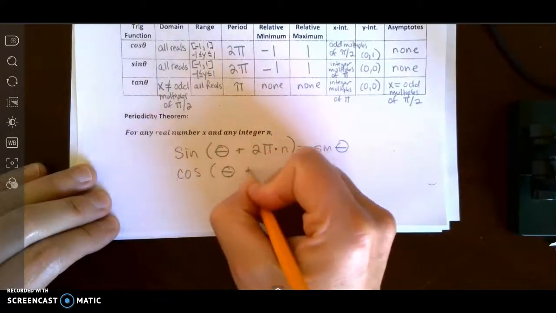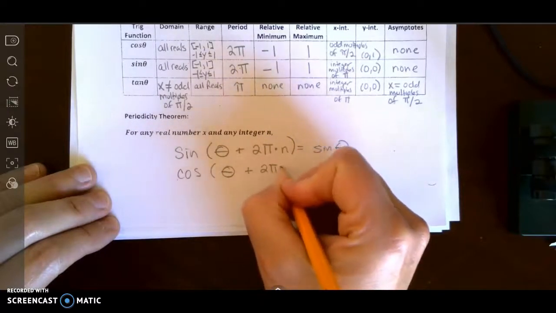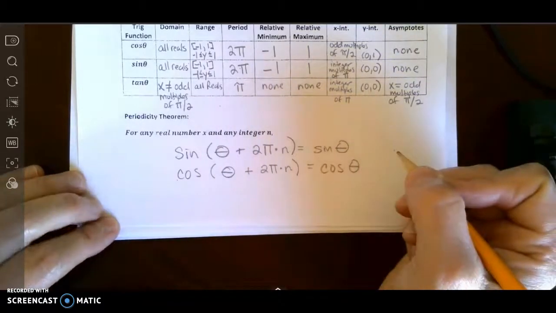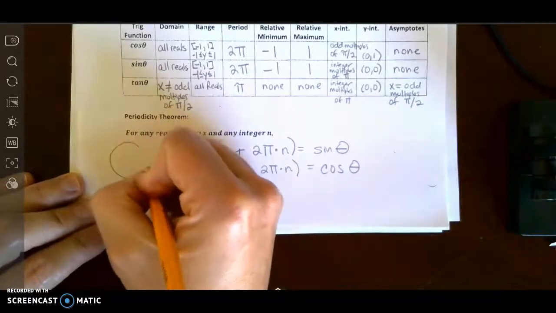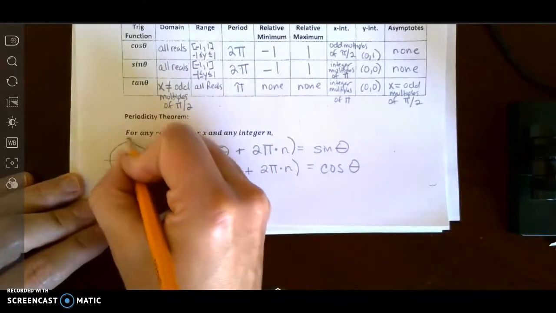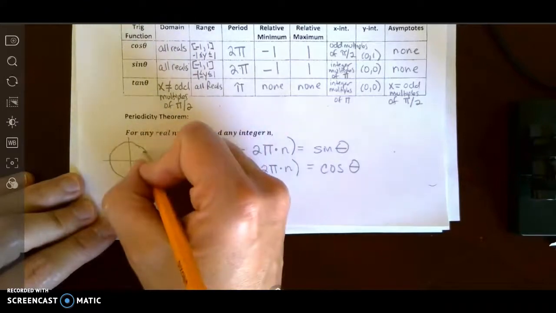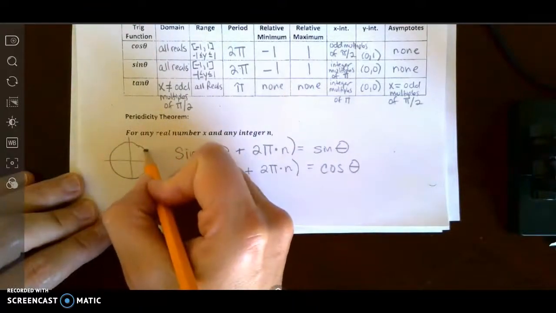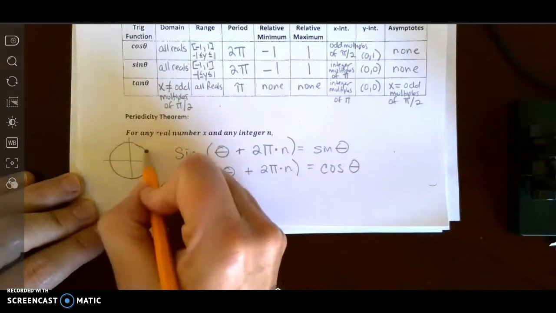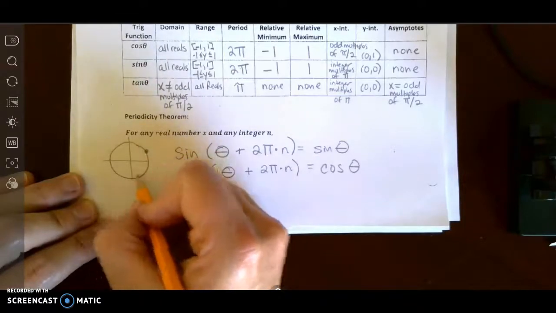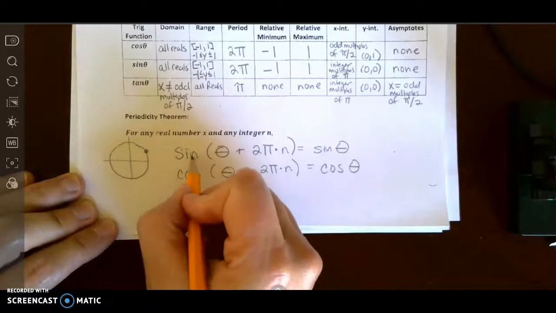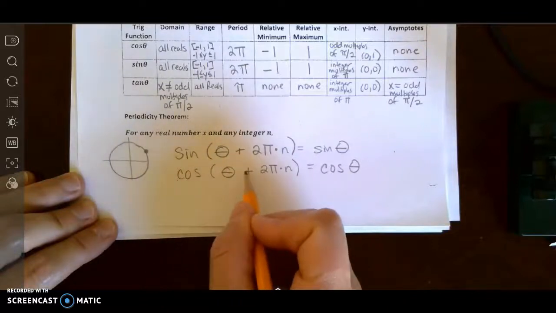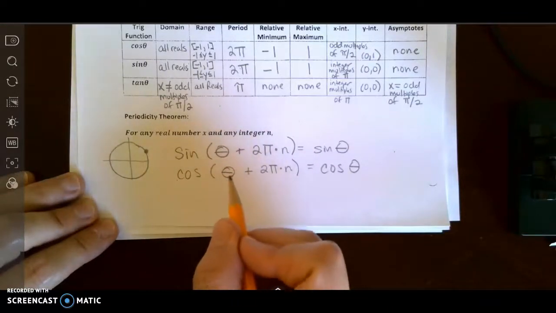So if I'm at theta and I go around the circle again, I can go around the circle as many times as I want and I'll still get that same cosine. I'll show you what I mean. So here we have a unit circle, and if I'm right here, whatever the sine is right there, if I go all the way around the circle again, I'm going to get the same sine. If I go around the circle 3 times, I'm still going to get the same sine of theta. Same thing works with cosine. Every time you go all the way around the circle, you will get the exact same thing.